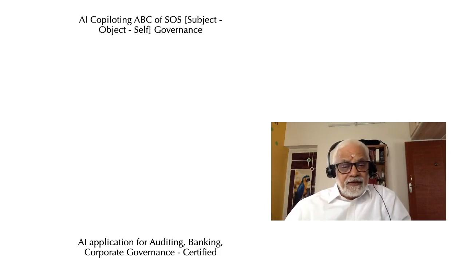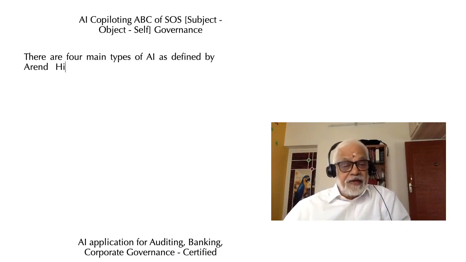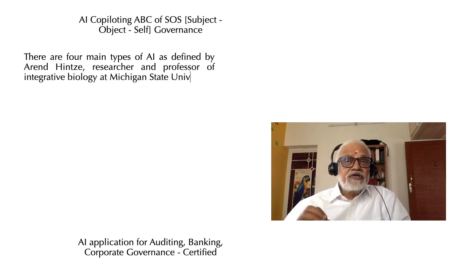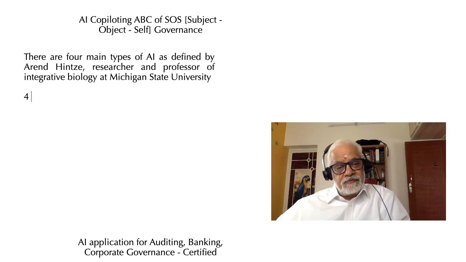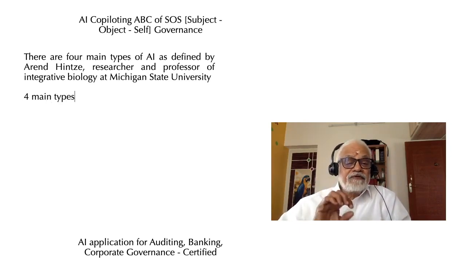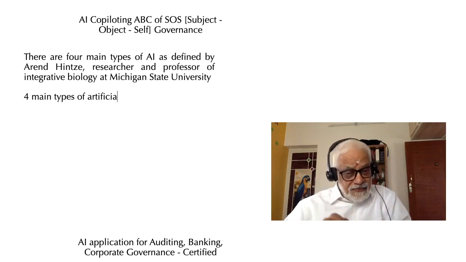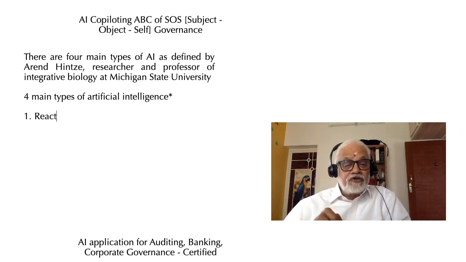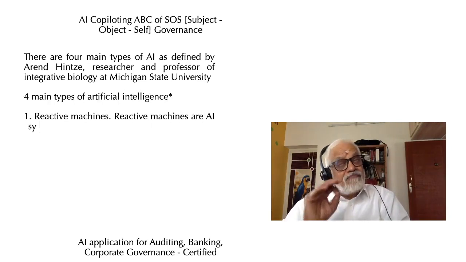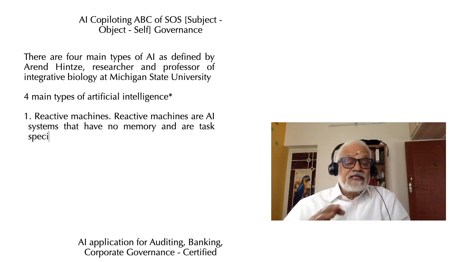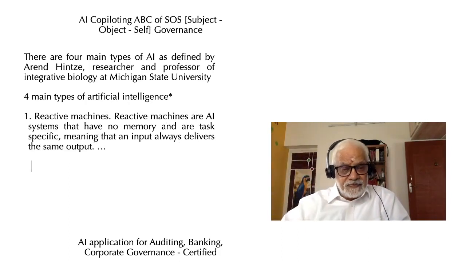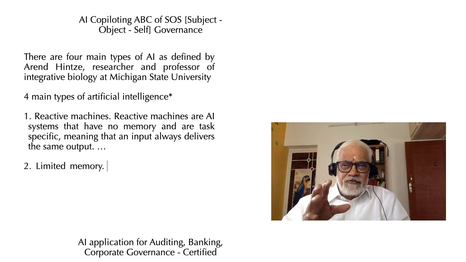Let me quote here the four main types of AI as defined by Aaron Hintze, researcher and professor of integrative biology at Michigan State University. The four main types of artificial intelligence that he mentions: number one, reactive machines. Reactive machines are AI systems that have no memory and are task specific, meaning that an input always delivers the same output. Sounds almost like a computer.